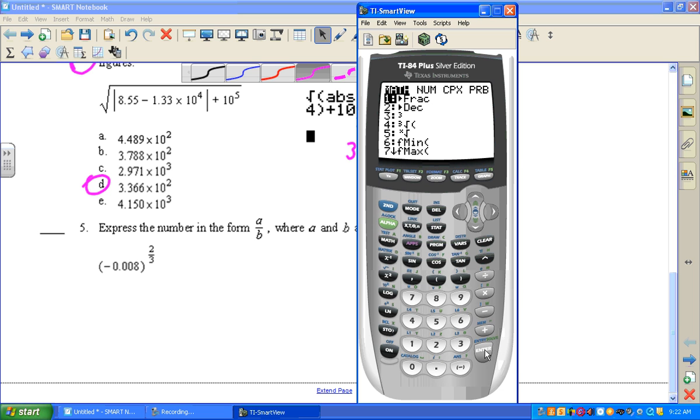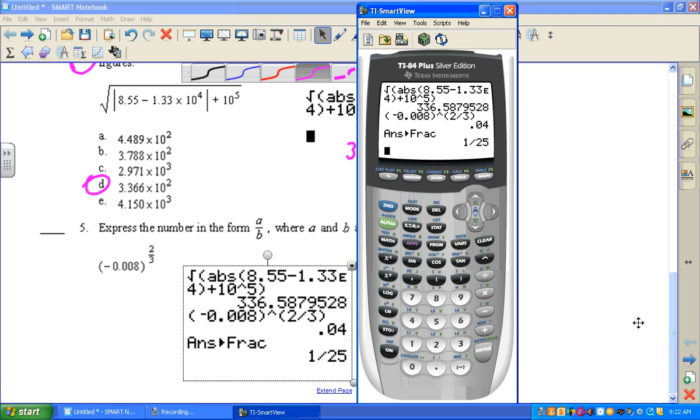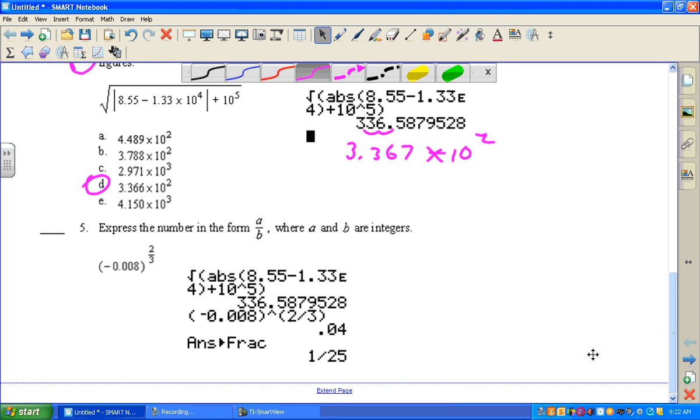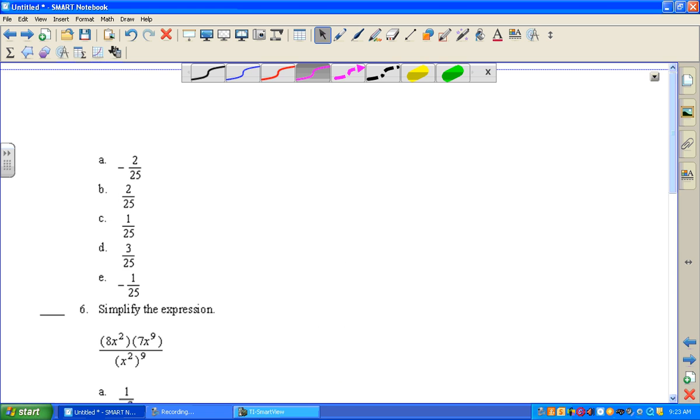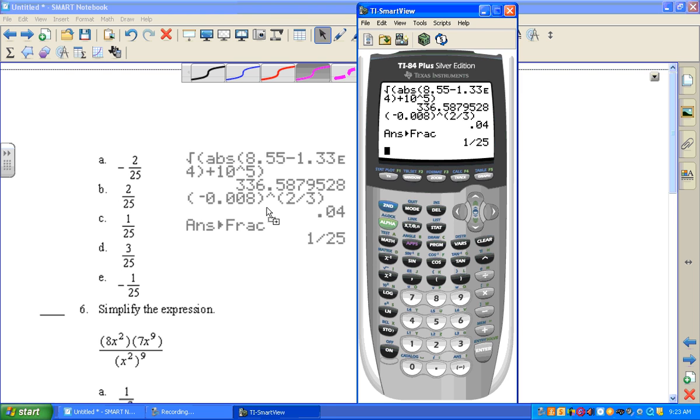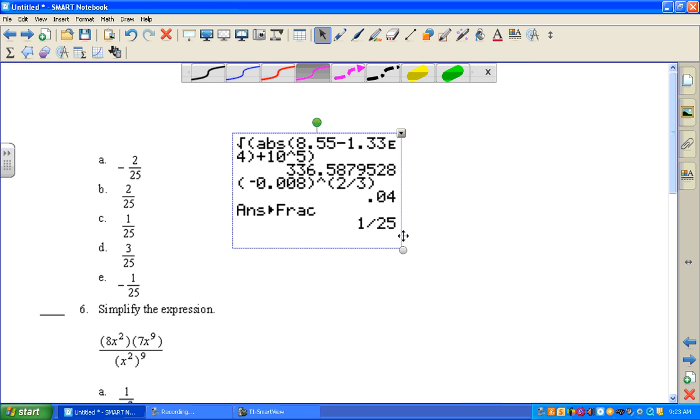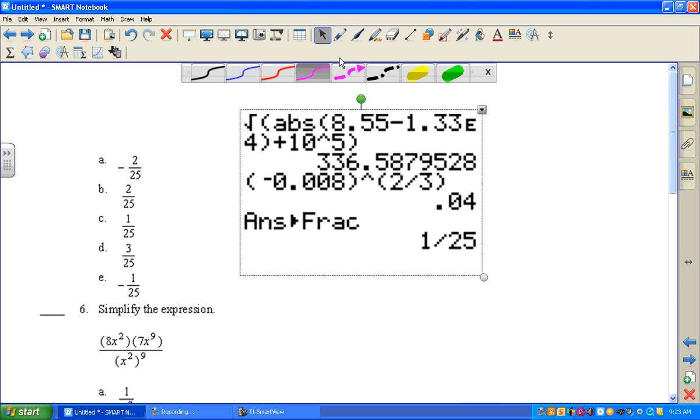Math, frac. On some calculators, you're right, you don't need to. On some, you do. Don't forget the parentheses around the 2/3, 1/25. So that's the answer for right here. And which one of the selections is that, Sherry? It is C.